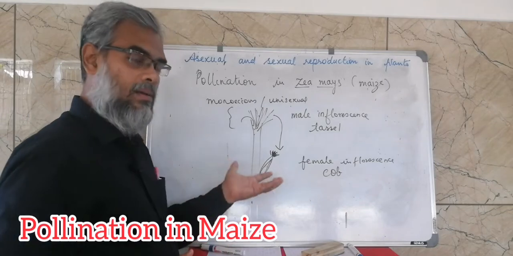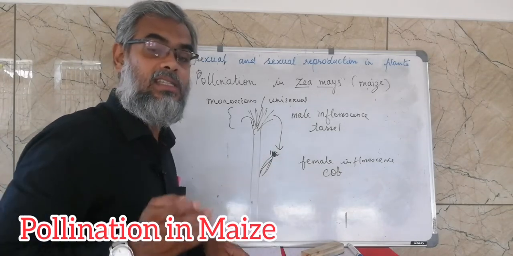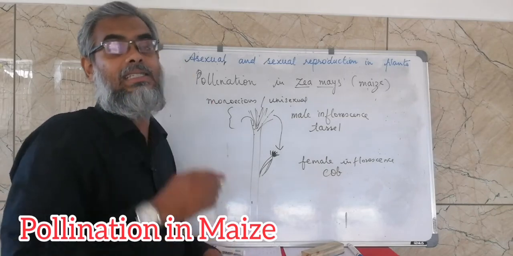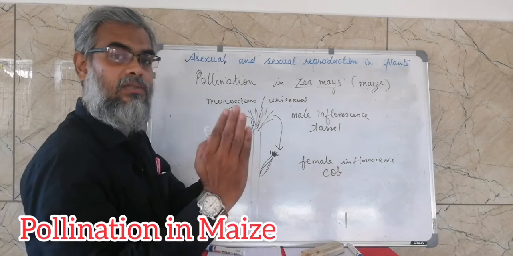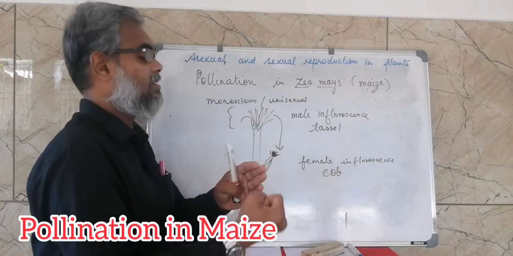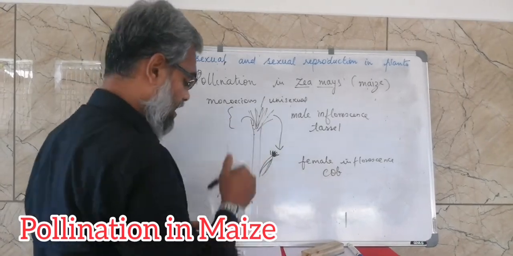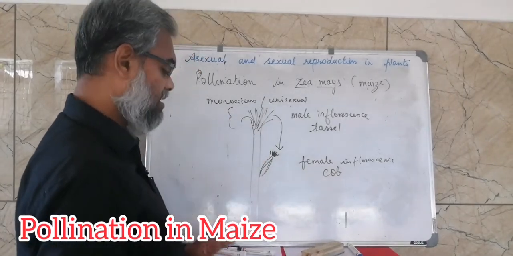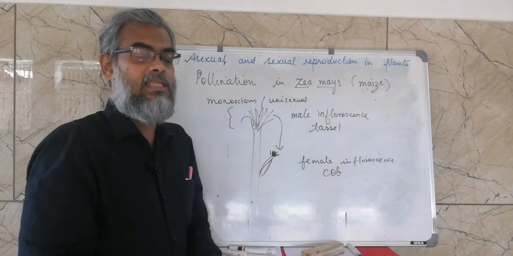Here, if you see some arrangement, the female inflorescence has even 23 centimeter tall style, so that even if the leaves are present, the female inflorescence will be more exposed, so that it can receive the pollen grains. So it is arranged like this. So this is the pollination in maize, Zea mays.